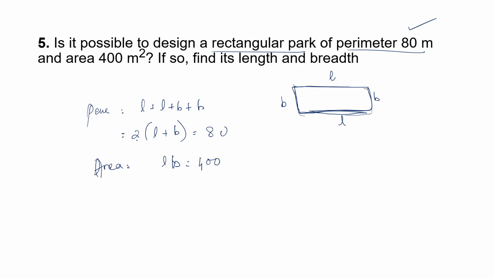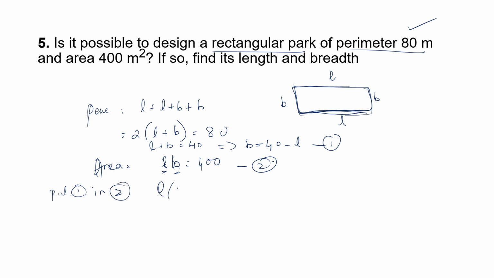Again same pattern of sum. So we have two variables, which means we cannot get into a quadratic equation directly, so we have to convert one into another. Here I will bring 2 to this side, so L plus B is equal to 40, right? So what is B from this? B is 40 minus L. This is equation 1, this is equation 2. Now I will substitute equation 1 in 2. So B is 40 minus L, which is equal to, now we can arrive at a quadratic equation.